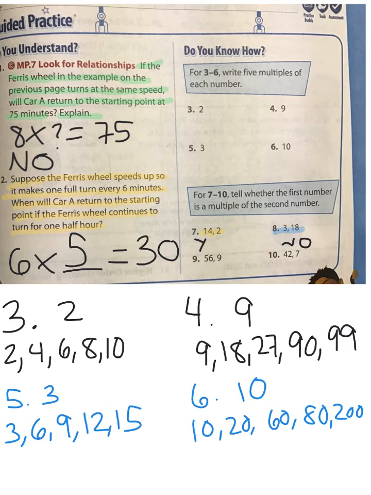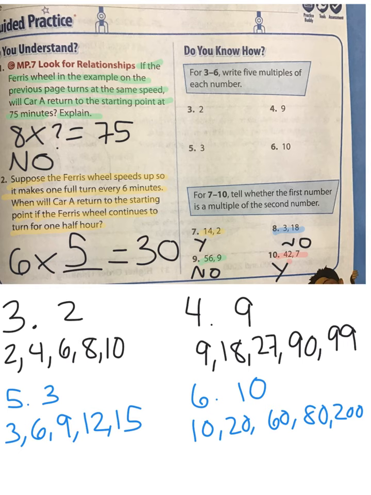All right, moving on. We want to know if 56 is a multiple of 9. Is 9 times anything 56? Well, the answer to this one would also be no, because 9 times 6 is 54, not 56. And our last problem. Is 42 a multiple of 7? Well, yes it is, because 7 times 6 is 42. Make sure that you're reading everything very carefully, because some of the questions do try to confuse you, like number 8 that we just did.